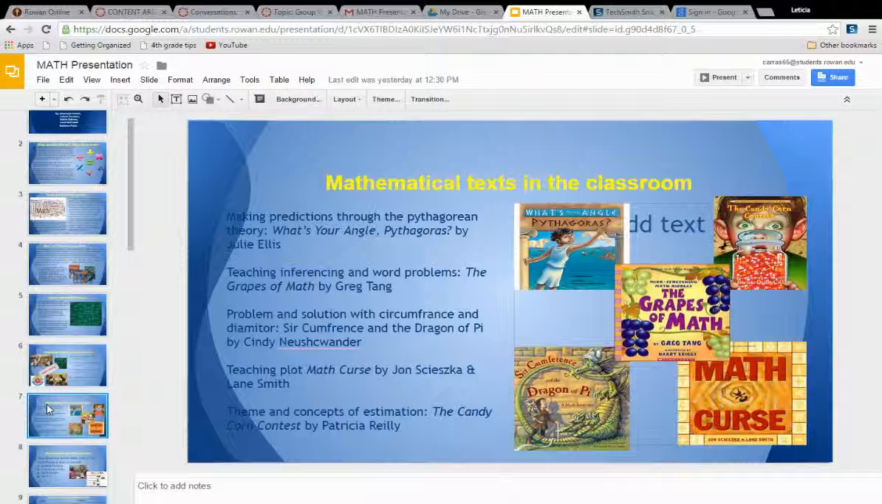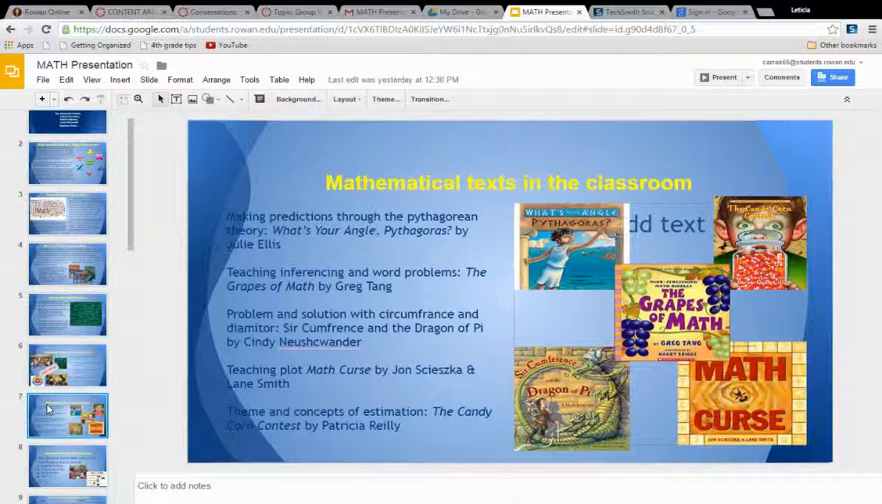Similarly, literacy concepts such as making an inference and word problems can also be applied in math instruction. The Grapes of Math by Greg Tang is a book full of riddles that deal with mathematics concepts. This book is ideal not only to teach math terminology, but it also reinforces the skill of making inferences as students use the text and their schema to figure out the answer to these riddles.